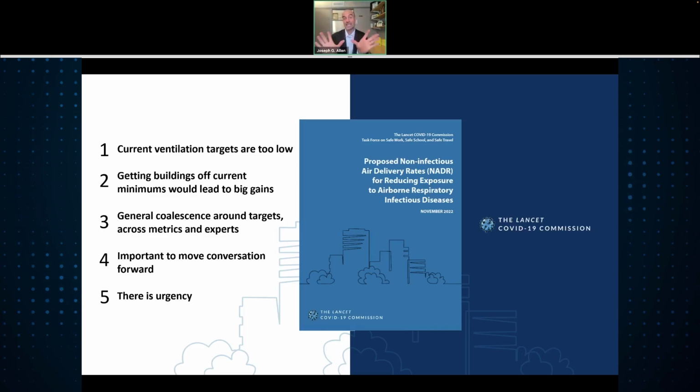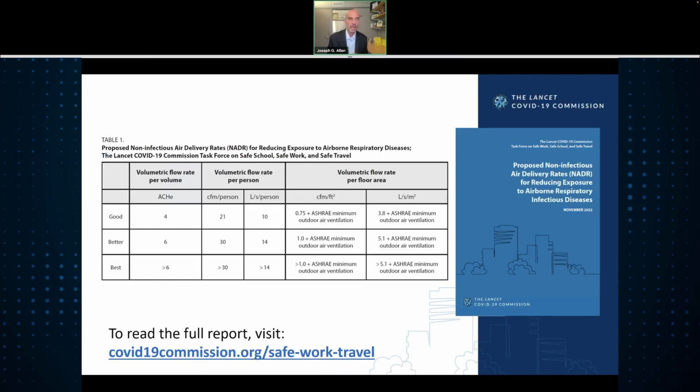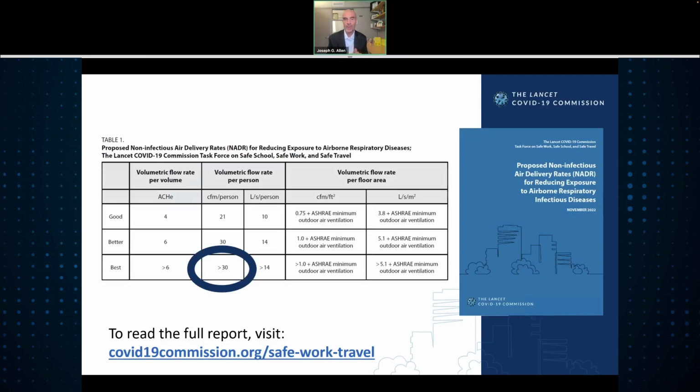There was general consensus around what those targets were, despite good scientific debate around which metric and what exact number. But there was urgency to move this conversation forward. We wrote a report proposing these higher ventilation rates to combat airborne respiratory infectious diseases. We used several different metrics. We provided the data in a good, better, or best format. And you'll see at least one familiar number here, that 30 CFM per person.